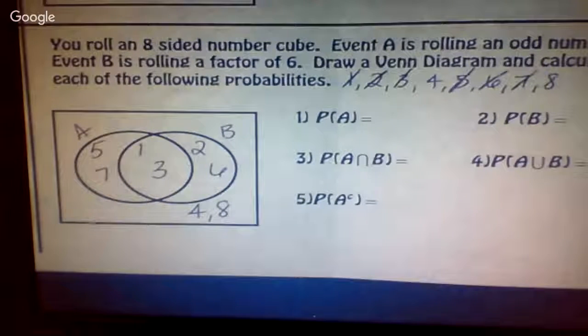Markel, what's the probability of event A? 4 out of 8, fantastic. The numbers that belong in set A are 5, 7, 1, and 3. So there's 4 numbers and there's a total of 8.